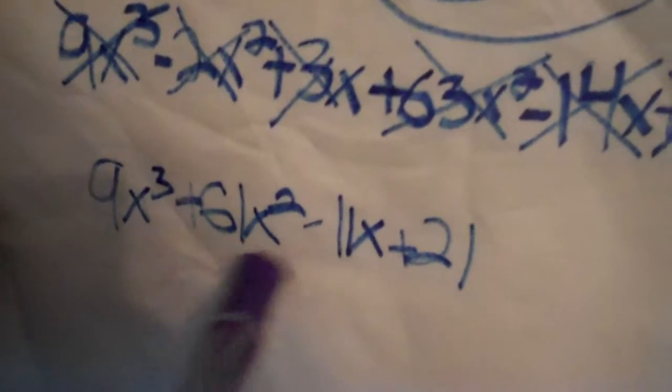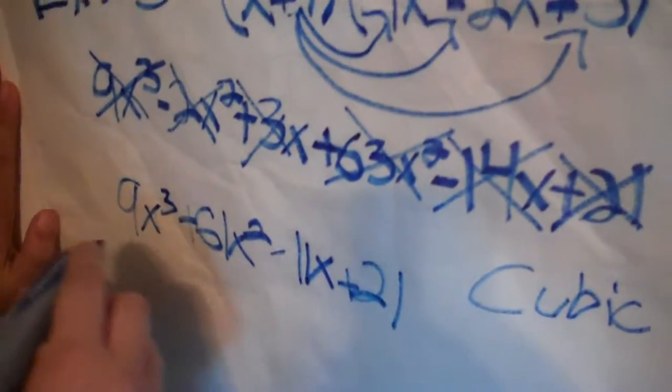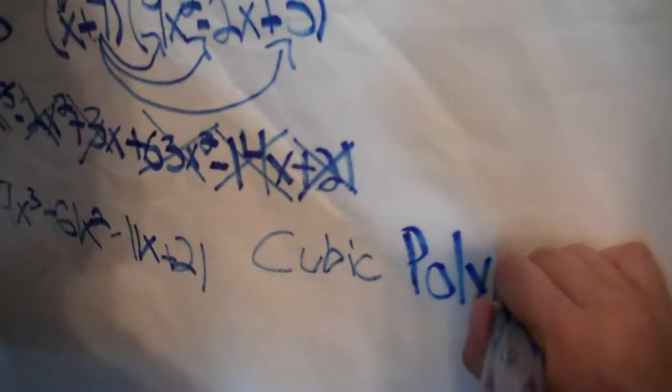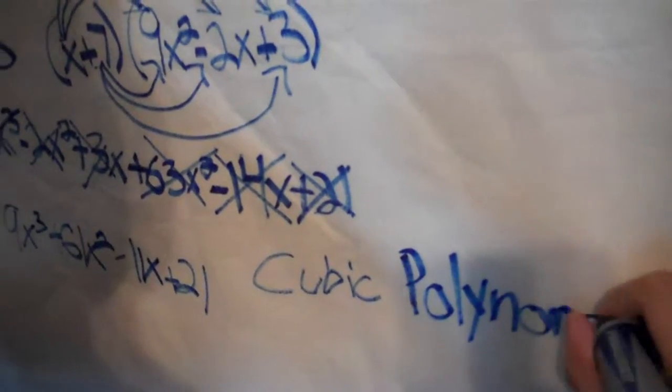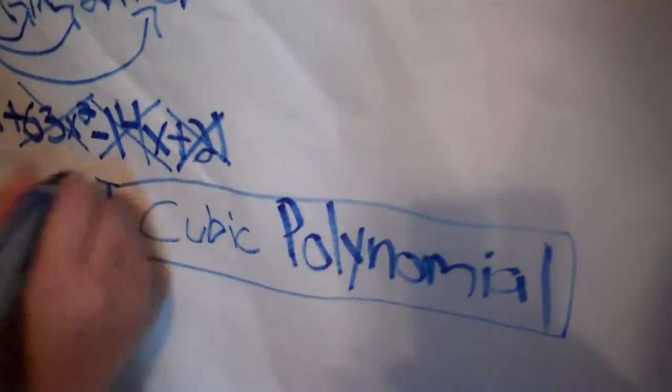That's the simplified problem. And since the highest exponent is 3, we call it cubic. And since it has 1, 2, 3, 4 terms, it is a polynomial. And that is how you classify polynomials. Thanks for watching.